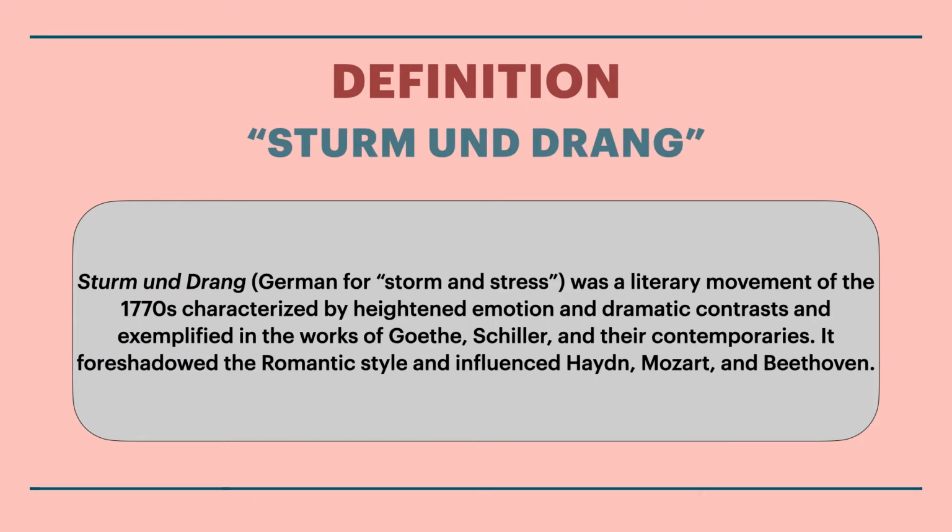Sturm und Drang is German for storm and stress, and it's this literary movement of the 1770s which is characterized by heightened emotion and dramatic contrasts, and it's exemplified in the works of Goethe, Schiller, and their contemporaries. It foreshadowed the Romantic style and influenced Haydn, Mozart, and Beethoven. So Sturm und Drang didn't originate as a musical concept, but rather this literary one.